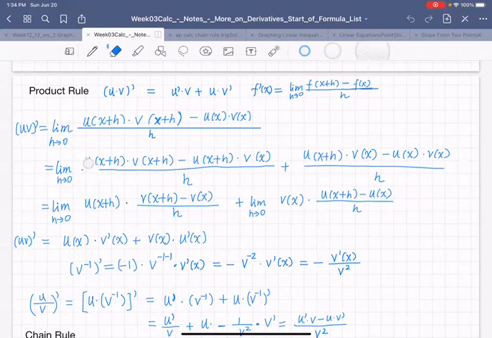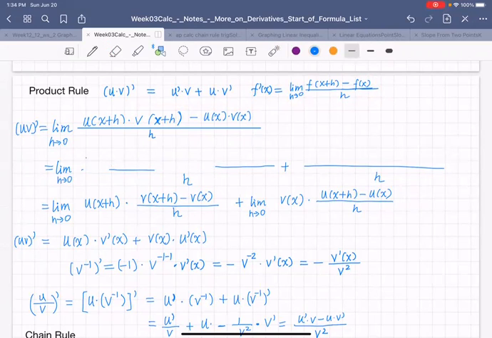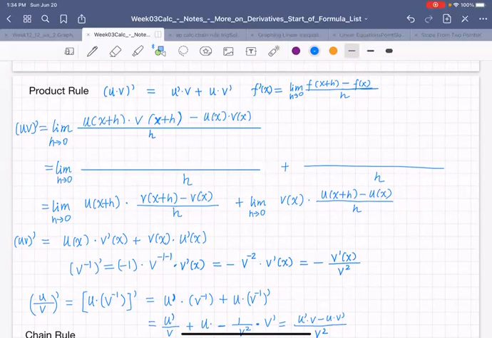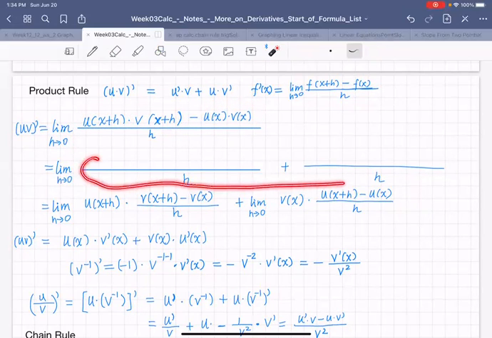Aiden, go ahead, unmute yourself, please. Oh, hello? Yes. We have u times v. We want to take the derivative of the product u times v. Based on the definition, we can say this equals the limit as h approaches 0 of u of x plus h times v of x plus h minus u times v. What can we do next?